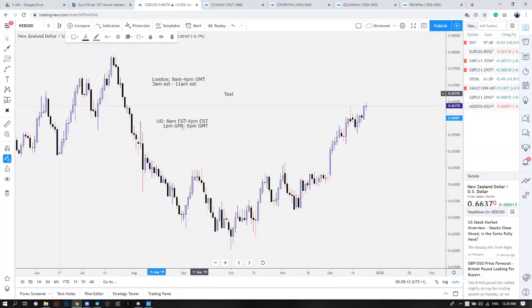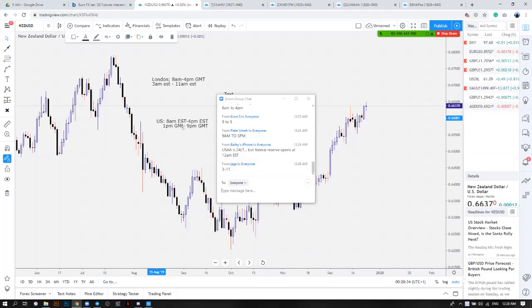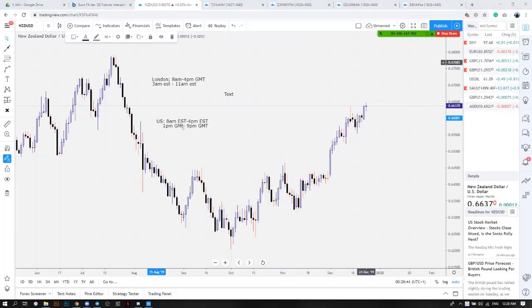Now, the first 4 hours of each of these sessions is the most active session, okay? The first 2 hours to the first 4 hours of a session are the most active because these are when the banks are opening. All right, these are when the banks are open.